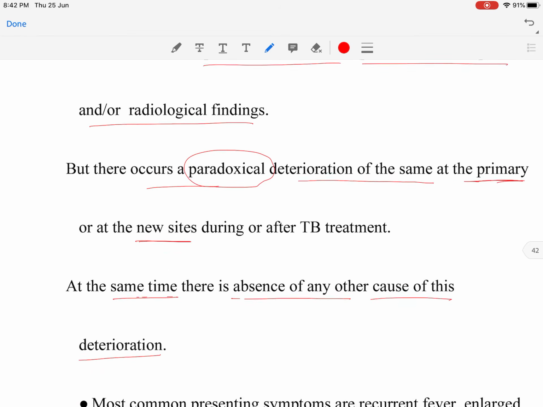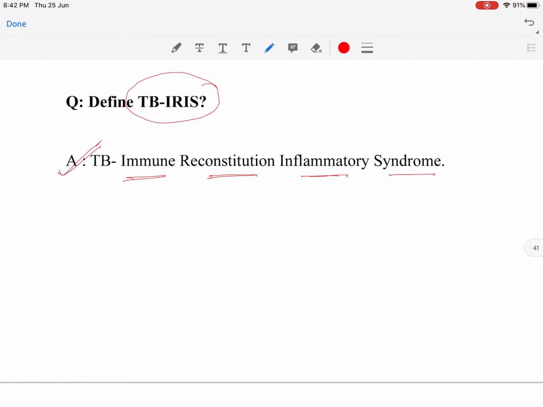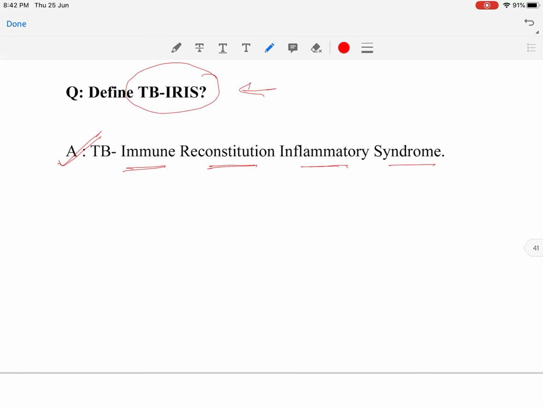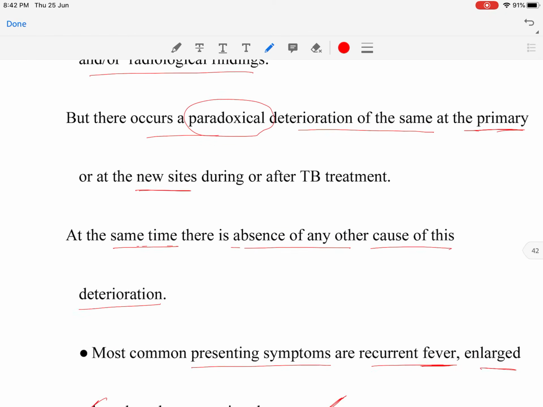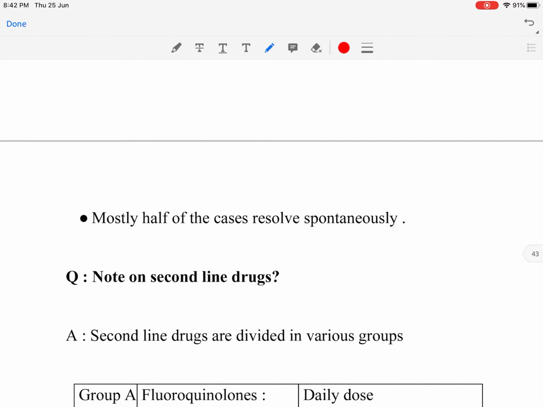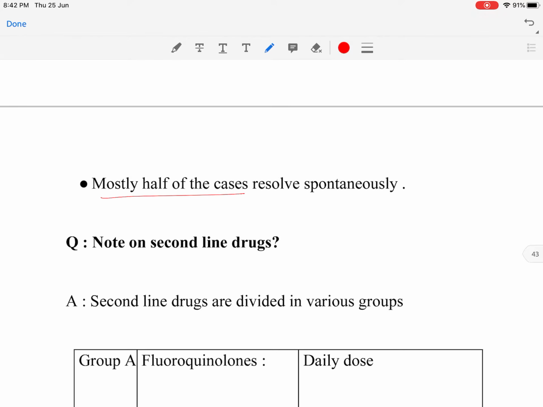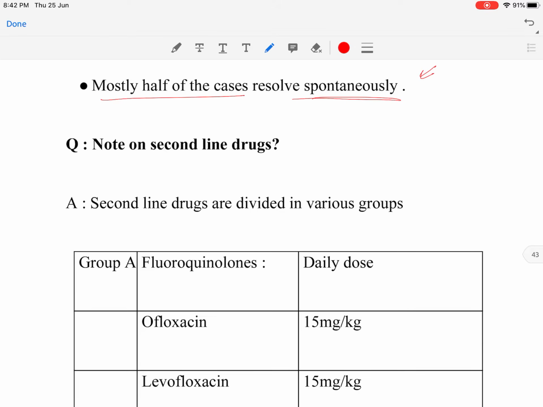So this is the paradoxical and the TB IRIS phenomena, which is different from the drug resistance. Most of these cases resolve spontaneously and we need to just continue with the first line management. Now that we have confirmed that our patient is having drug resistance and the patient is not having a paradoxical phenomena, in those cases we need to move on to the second line drugs.